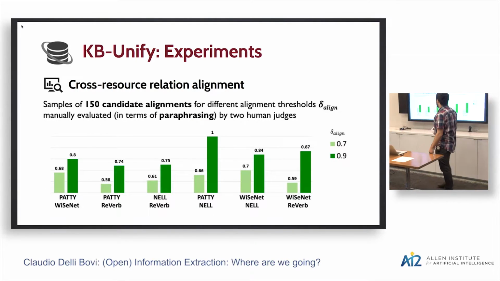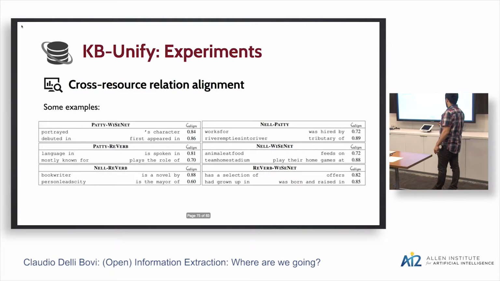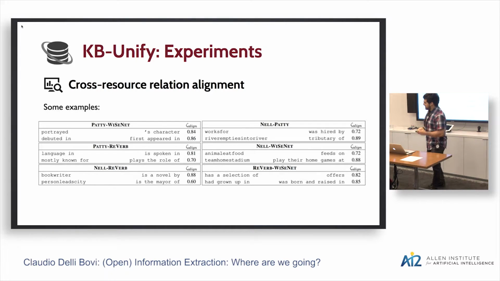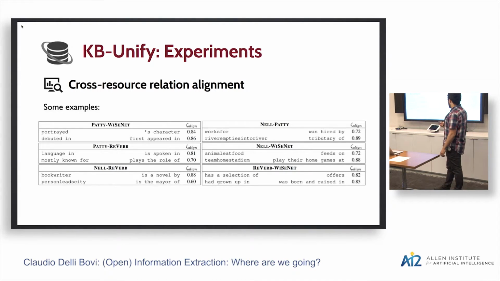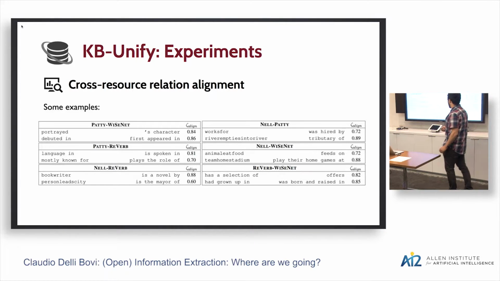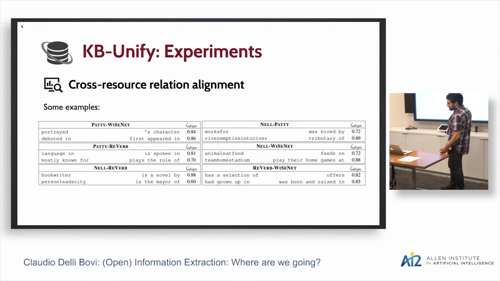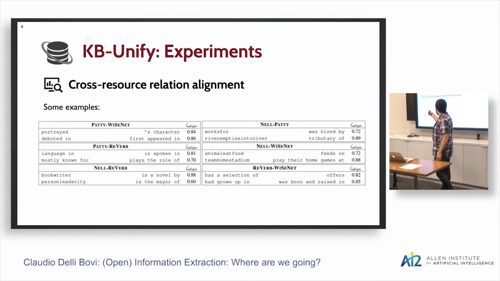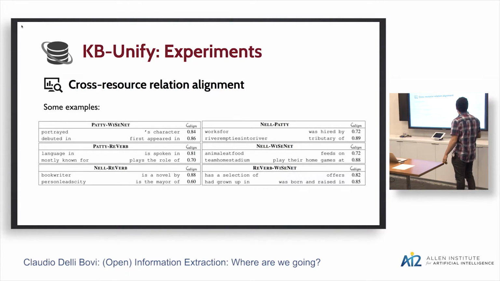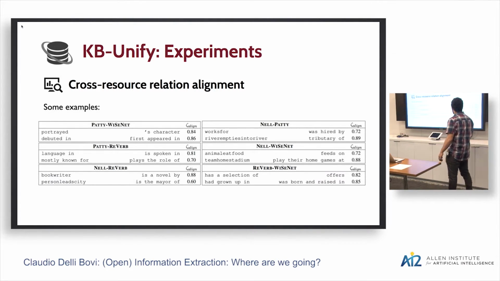And then obviously we evaluated also the alignment, but there are some nice examples of alignment. Since you don't rely on the shape of the relation pattern itself, but only on the characterization of its domain and range in the vector space, you are able to spot patterns that are quite different in terms of syntactic structure, for instance, and merge them in the same cluster. So, for instance, portrayed and X's character in Y, debuted and first appeared, animal eat food, feeds on, as a selection of examples.